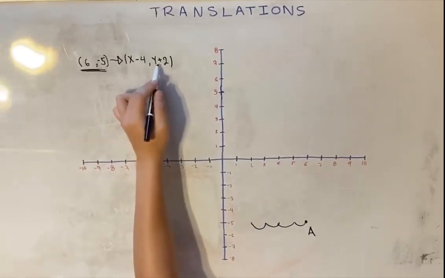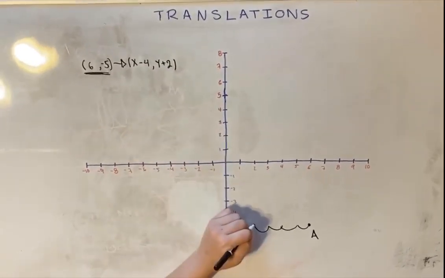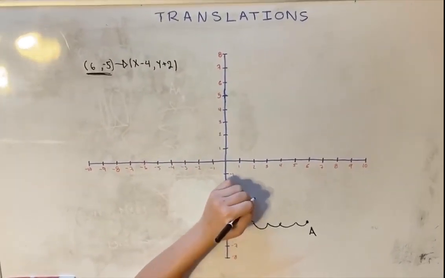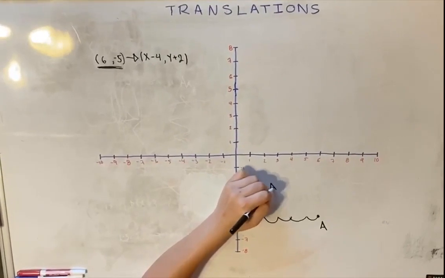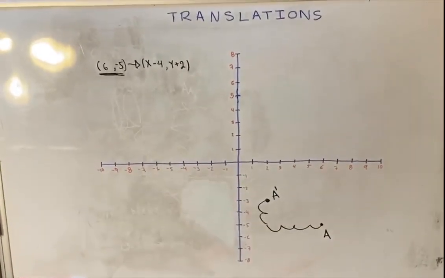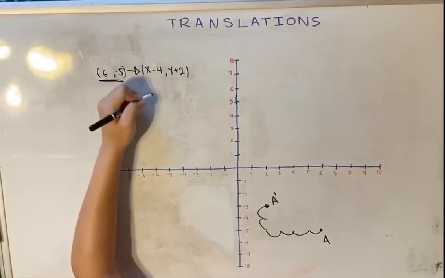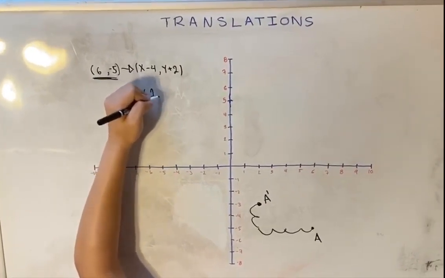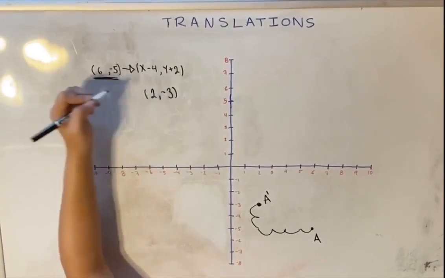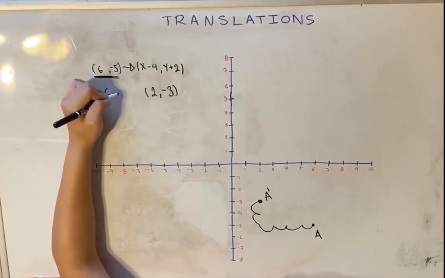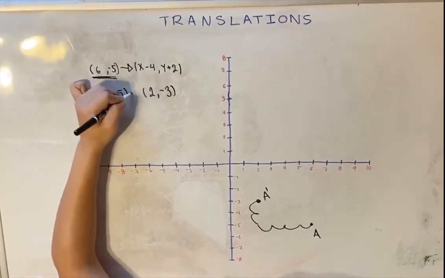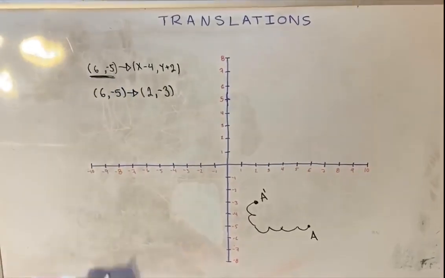And now we're going to move y up 2. So 1, 2. And this is where our A prime is going to be. It's going to be 2, negative 3. So 6, negative 5 turns into 2, negative 3.